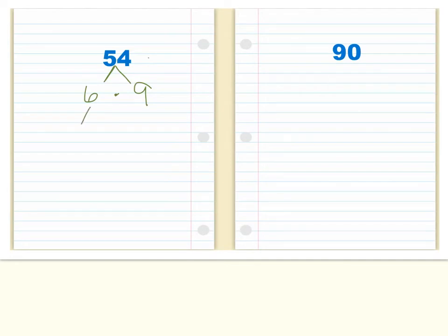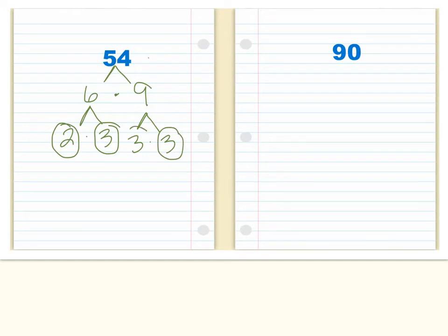Okay, looking at that, 6 is not prime. So I could say 2 times 3 is 6. So now I'm looking at my factors. 2 is prime and 3 is prime. So I'm done on that side of my factor tree. So now I go back over here to 9. And 3 times 3 is 9. And so both of them are prime, so I circle them.